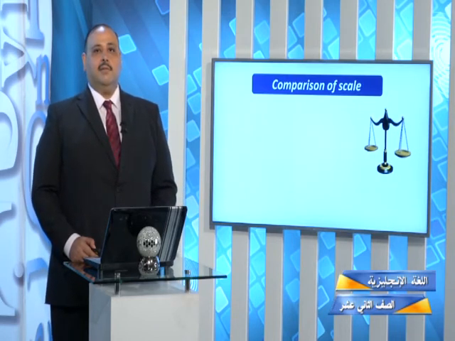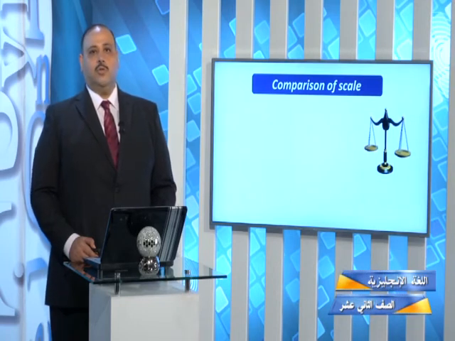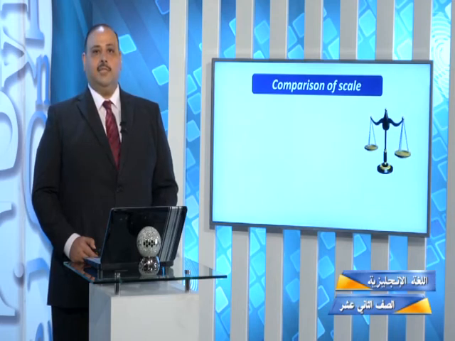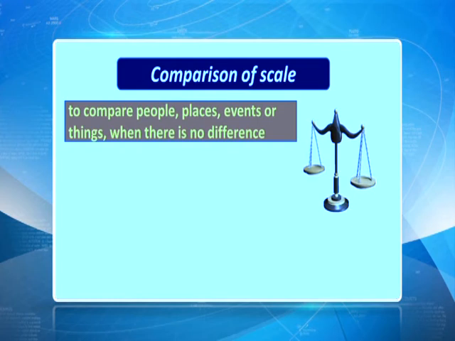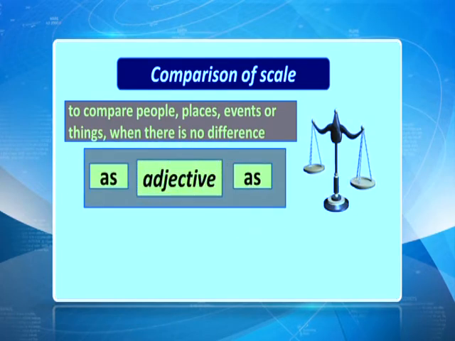Now, do you think that one side is bigger or heavier than the other side? Of course not. They are almost the same. They share the same adjective or the same quality. Now, it's one way to compare people, things, or even places or events when there is no difference. If there is no difference and they share the same adjective, then we can use the rule. And here, what is the rule? The rule is as, adjective, as.